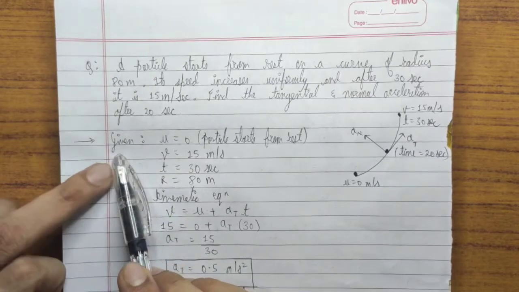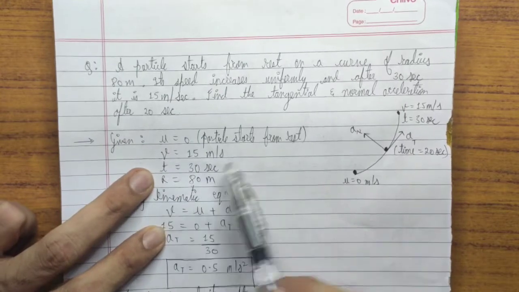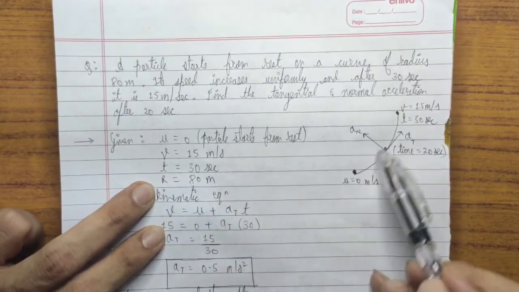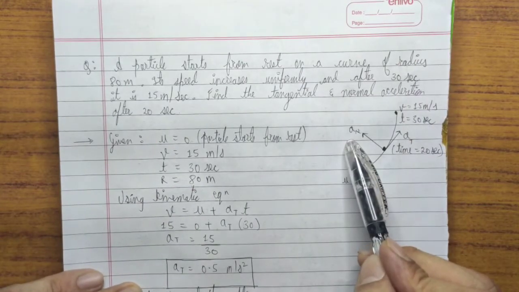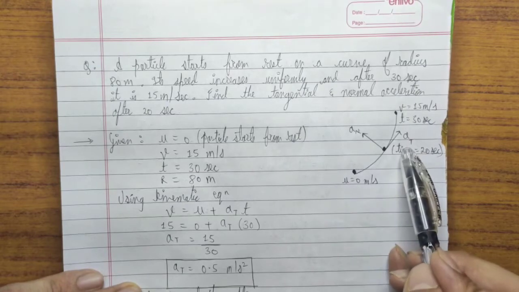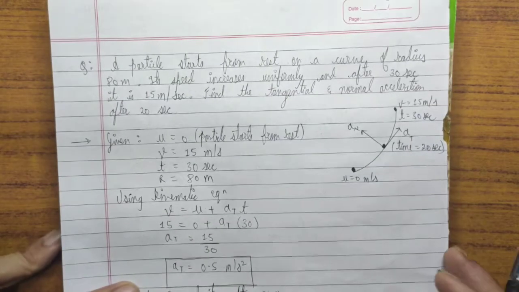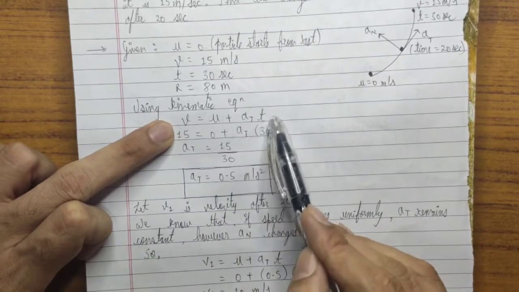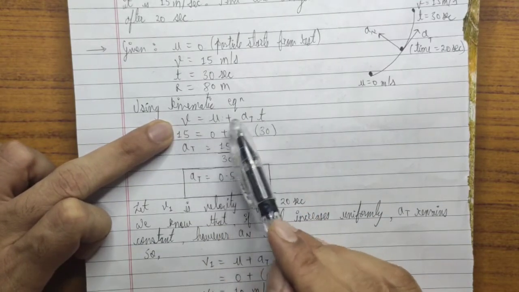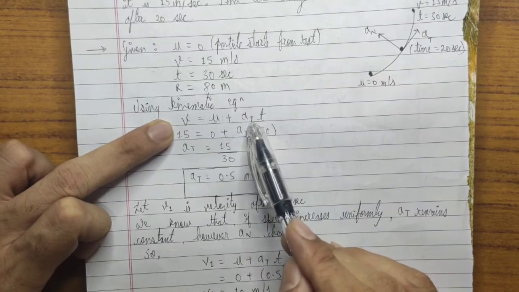First we will write down the given. Initial velocity is 0. Final velocity is 15 meter per second. Time is 30 seconds and the radius of this curve is 80 meter. Now we have to calculate a_t as well as a_n. As we have seen in our previous video, for calculating a_t we can use the basic laws of motion which include linear motion. Using kinematic equations, we use v = u + a_t t. The conventional formula is v = u + at, but here the acceleration is due to tangential acceleration, so we have replaced a with a_t.